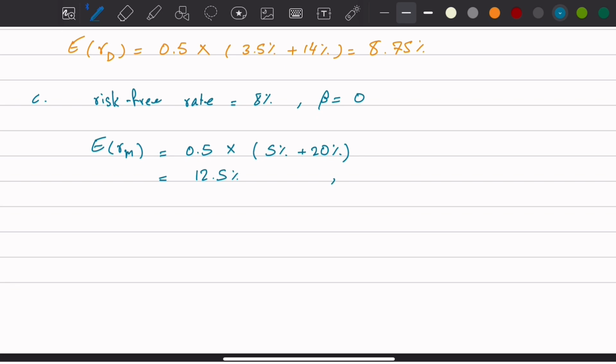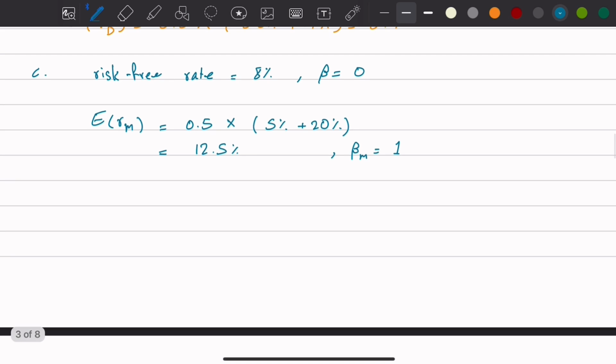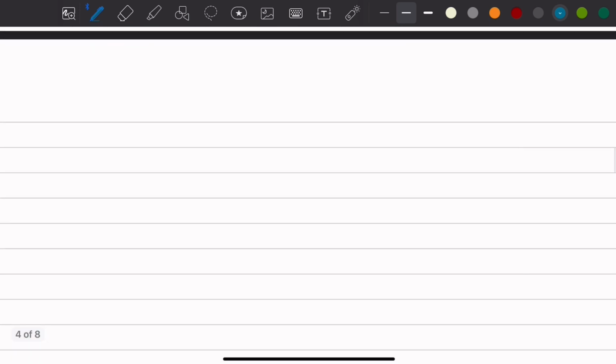Okay, and beta for the market, we know that it's always equal to 1. So now, knowing these 4 pieces of information, we can draw our security market line. So let's go to the next page here.